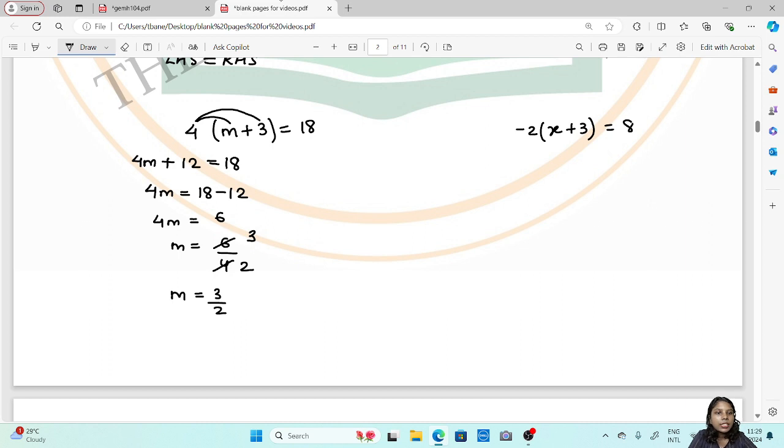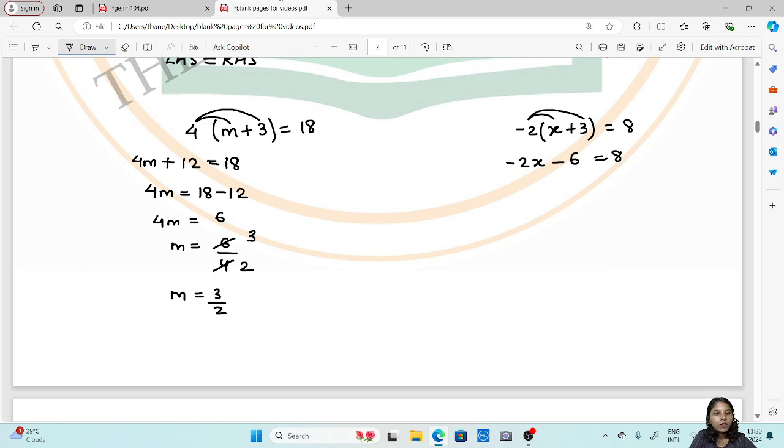Now see, here there is a negative sign, so we have to be careful. But the method remains the same. You multiply this 2 with x and then with 3. So here we'll get minus 2 into x, which is minus 2x. Now minus into plus gives us minus, and then 2 into 3 is 6. Okay, so this will be 8.